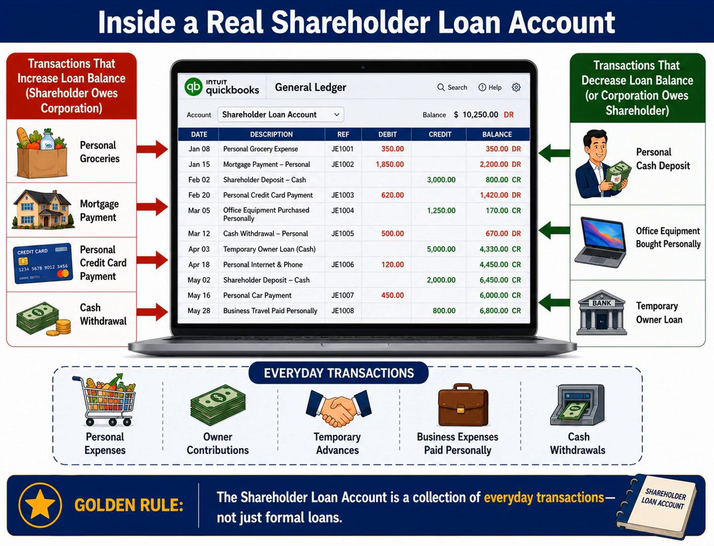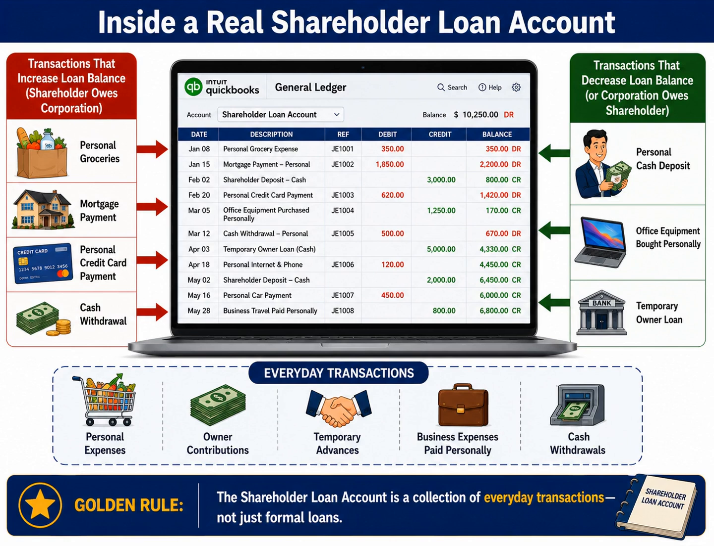Every one of these transactions increases the shareholder loan balance because the corporation has paid a personal expense on behalf of the shareholder. On the other hand, you'll also find transactions moving in the opposite direction. The shareholder may deposit personal cash into the business, purchase office equipment using personal funds, or temporarily lend money to the corporation during a cash flow shortage.